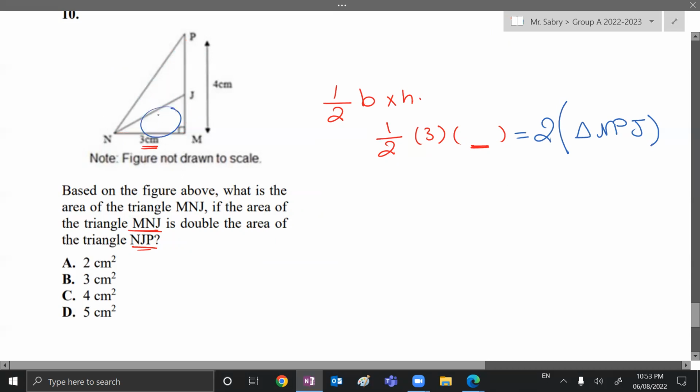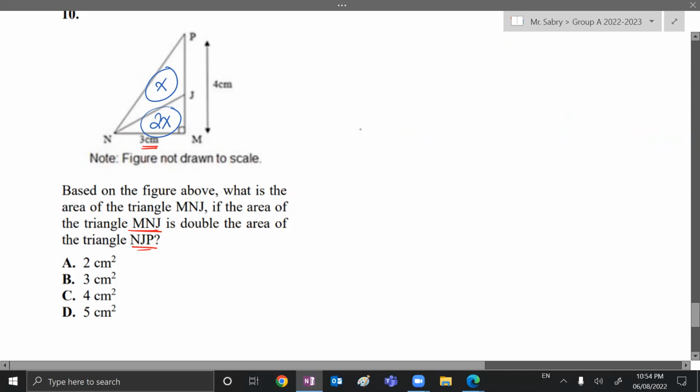If the area of this part is twice the area of this one, then if this triangle has area x, this one is considered 2x. Does that make sense? Yes or no? Does everyone understand the reason why? Because they said triangle MNG is double the area of NGP, then if this is 2x, this should be x. Does that make sense to everyone?